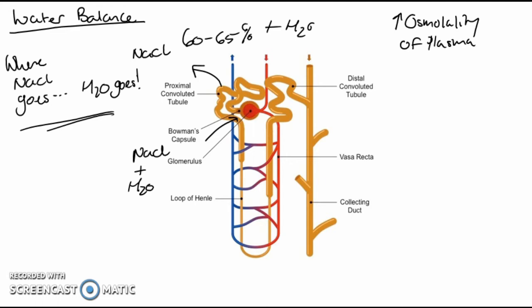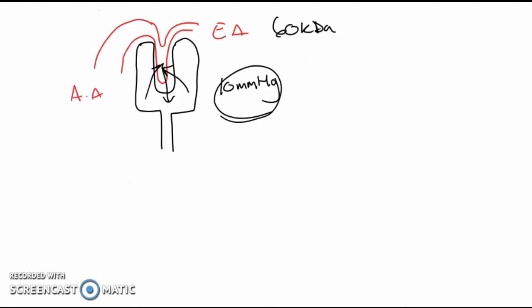That means it has gone above the homeostatic set point. The highest acceptable set point is 295. So we've crossed this, and we're going to say that our osmolality is about 300 milliosmoles. So that means that in here, the filtrate has got an osmolality of 300 milliosmoles.